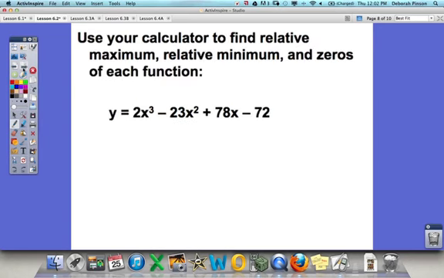Okay, so the last thing I want us to do is practice a little bit on using our calculators. On here, what I want us to go through and do is find any relative maximums or minimums. Here I use the word relative because relative just means it doesn't have to be a maximum or a minimum for the whole thing, but just for that one little area, as well as our zeros. So those are the things that I want us to go through and find. We're going to find them on our calculator.